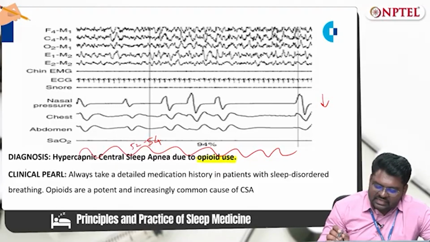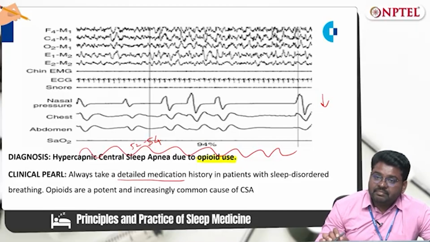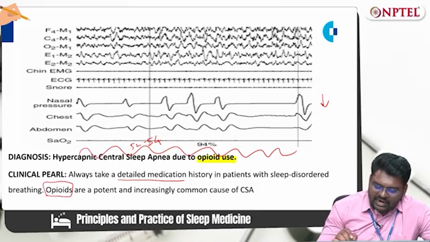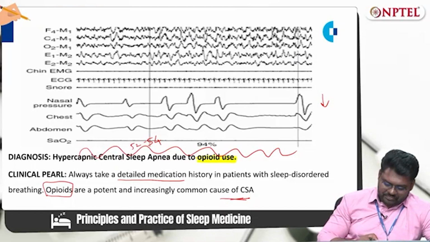The clinical pearl is to always take a detailed medical history. Sometimes the patient will miss mentioning the use of other medications. So opioids are a potent and increasingly common cause of central sleep apnea.